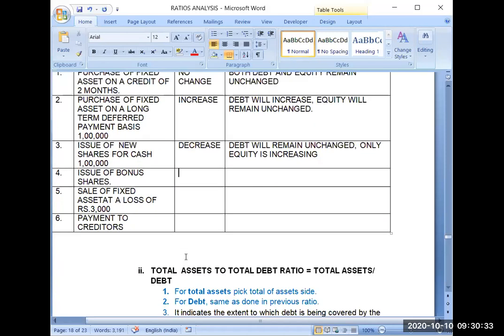Now next is issue of bonus shares. So if you are issuing bonus shares, what will happen? Now first learn the concept of bonus shares. Only then you will be able to decide what is bonus shares. Sometimes what happen, companies have a lot of reserves in their balance sheet. And what are reserves? Reserves are undistributed profits that you should know.